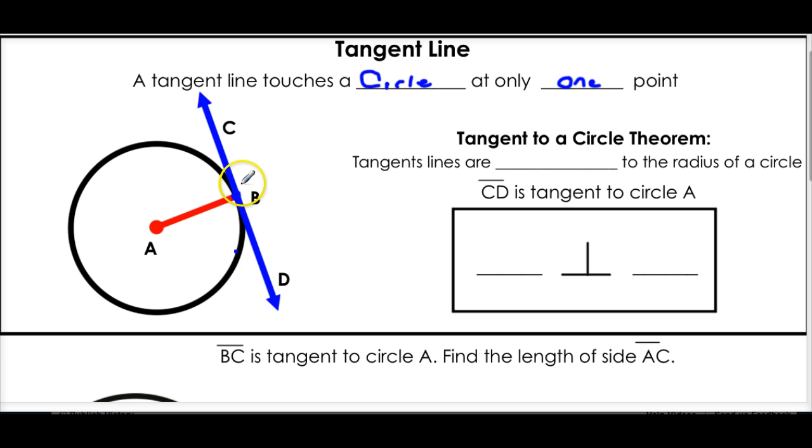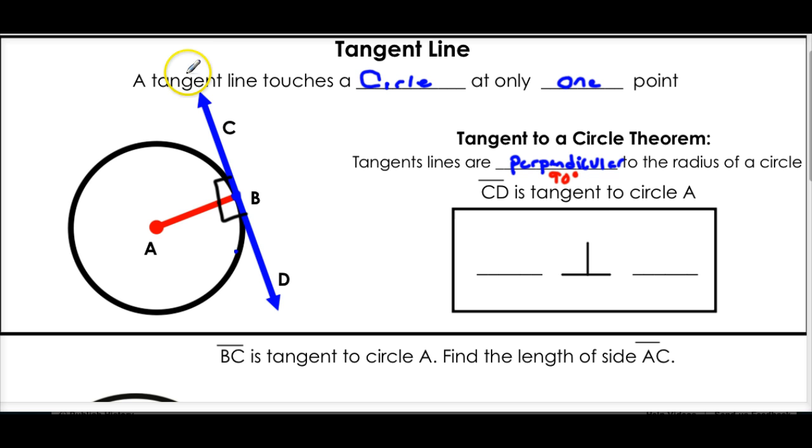Now, there are a few theorems we're going to learn about tangent lines. The first one is the tangent to a circle theorem. This is your first theorem you need to know. The theorem is this: tangent lines are perpendicular. Remember what perpendicular means? It creates a 90-degree angle. So let's put 90 degrees to help us out. Tangent lines are perpendicular to the radius of a circle. So if you have a radius and a tangent line and they're touching, they make a 90-degree angle, like right over here. That's 90 and that's 90.